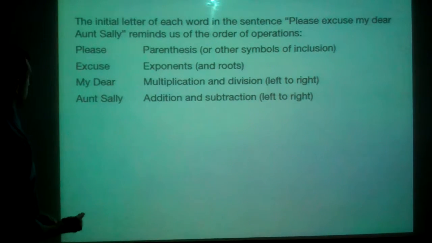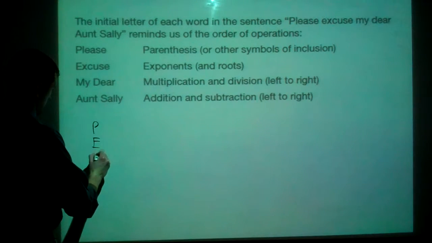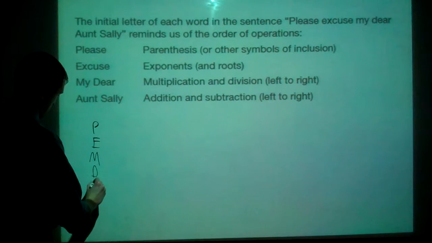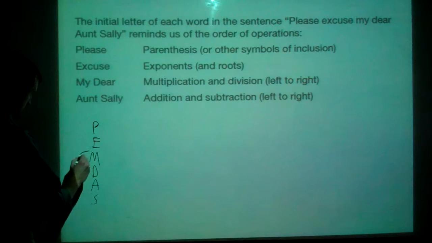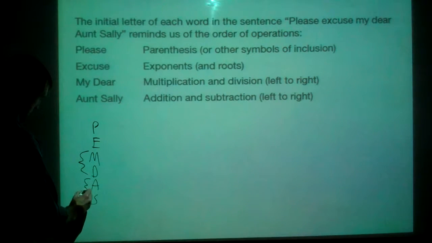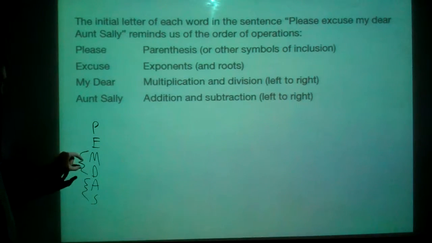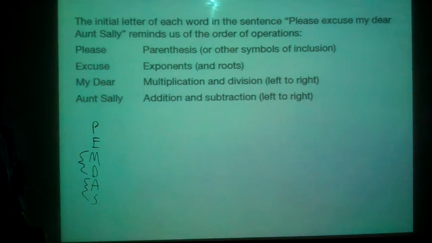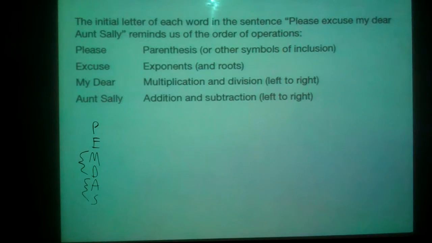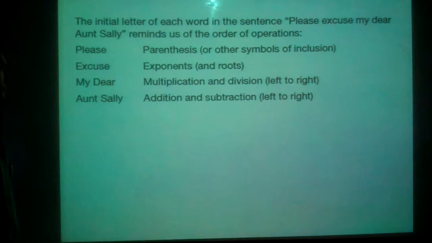The one that I used a lot in school was, we made up a word called PEMDAS, and we grouped these two together and these two together. So, please excuse my dear Aunt Sally: parentheses, exponents and roots, multiply and divide from left to right, add and subtract from left to right. PEMDAS, that's the one that we used. And it's stuck with me ever since high school.